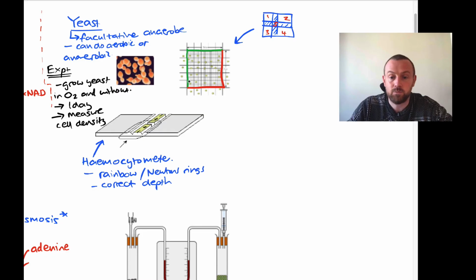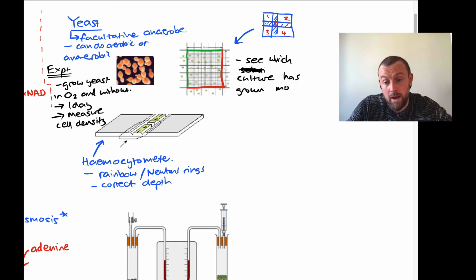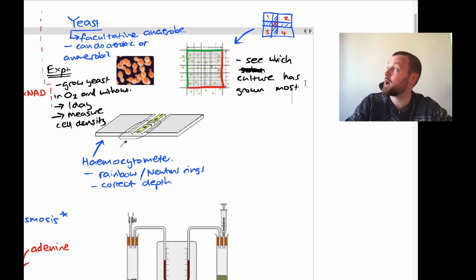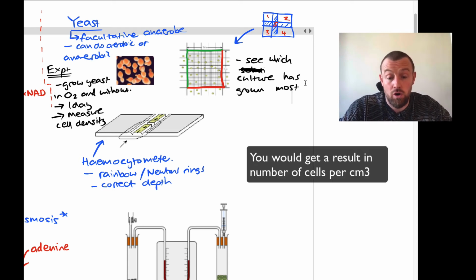So at the end, you would see which culture of yeast cells has grown the most, and you would expect that the culture with the most ATP available would grow the fastest. So you might expect the aerobically respiring yeast cells to grow more quickly than the anaerobically respiring yeast cells. So the yeast cells with oxygen would grow more quickly, giving you a higher count.